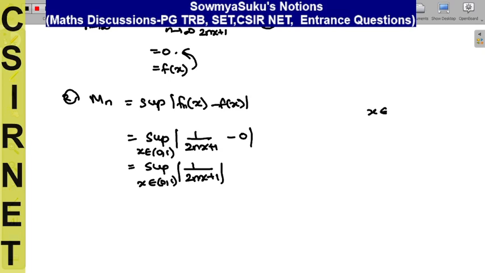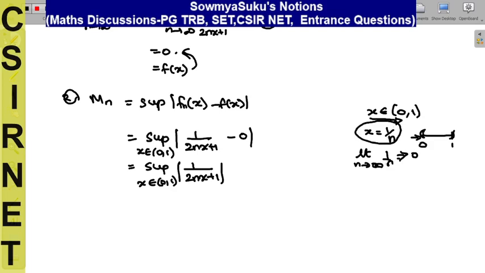Now we know that x belongs to (0, 1). To see convergence, we have to take a particular value of x. I am taking 1 divided by n, because 1 by n tends to 0. Here 0 and 1 are excluded, but x approaches 0, so a suitable x value must be chosen, and that suitable x is 1 by n. So I am writing the supremum of 1 divided by 2n times (1 by n) plus 1. By cancelling, n and n get cancelled, 2 plus 1, which is 3.